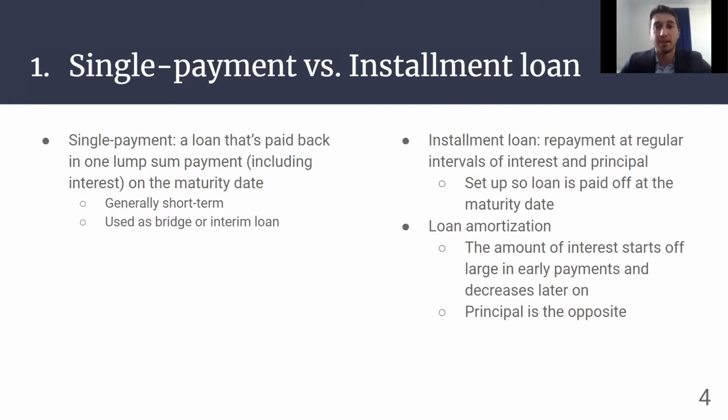The next choice you can have is called an installment loan, which is much more common. This is where the borrower makes regular payments, whether that be monthly, quarterly, yearly, or whatever, to pay off the loan. And this utilizes loan amortization. This is the idea that the first payment has the largest portion being used to pay off interest, and then it gradually decreases with each successive payment. The opposite is true for the principal portion, and I'll give an example on the next slide.